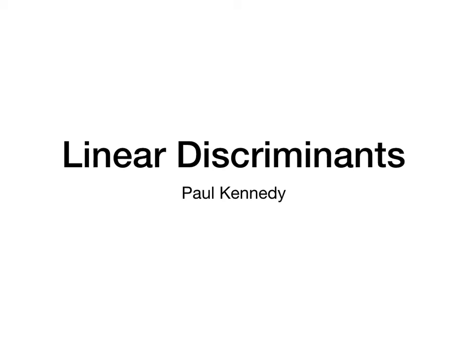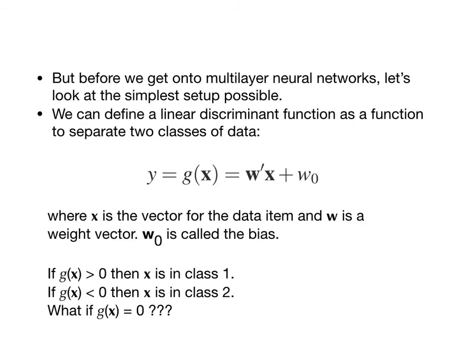So the next bit we'll be looking at is the idea of linear discriminants. We want to talk about this before we get on to the perceptrons and the multi-layer perceptrons, because this is the simplest case. What we're trying to do is define a linear discriminant function as just a straight line that separates two classes of data.